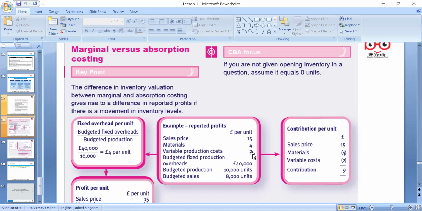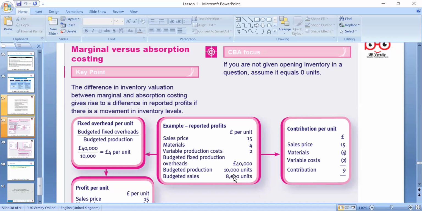So we can look around: budgeted production is 10,000 units, and we are expecting budgeted sales of 8,000 units. So 2,000 units will be left in stock, 2,000 units times £10. So what will be the value of the closing inventory?